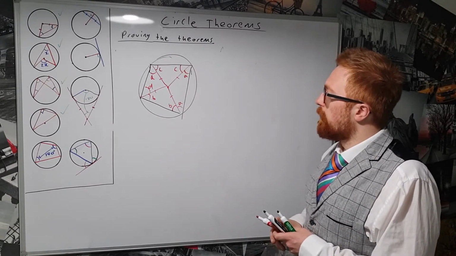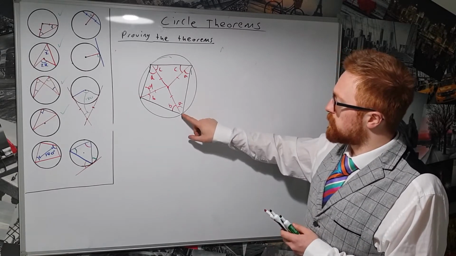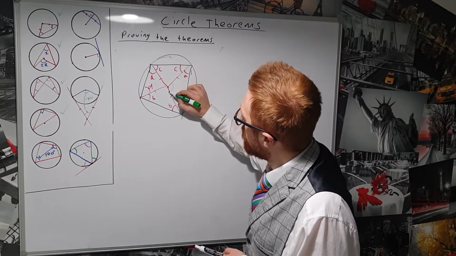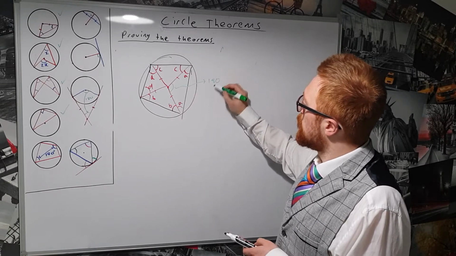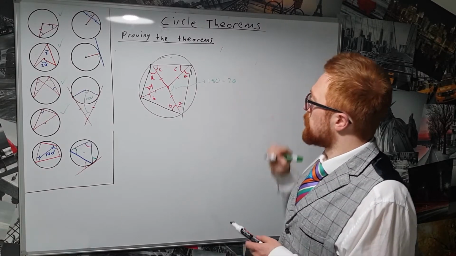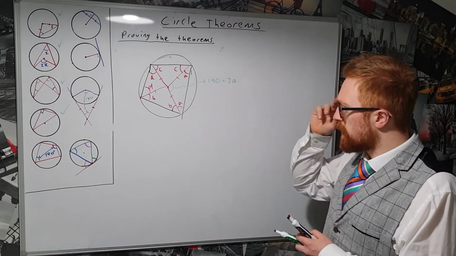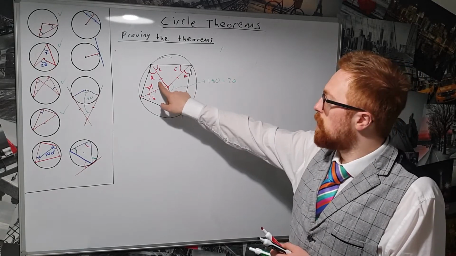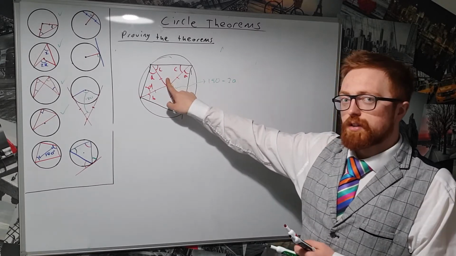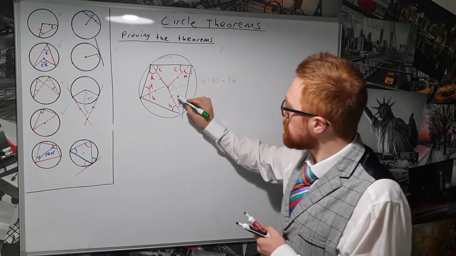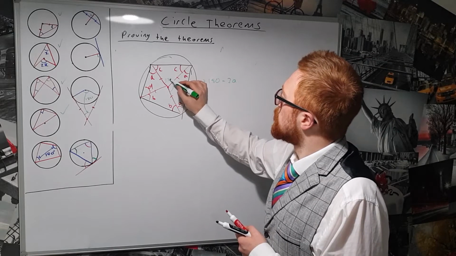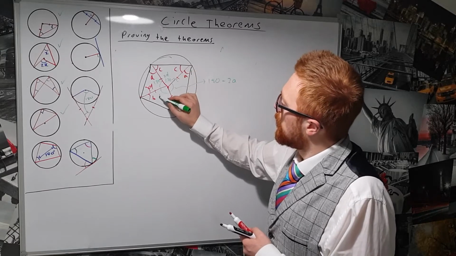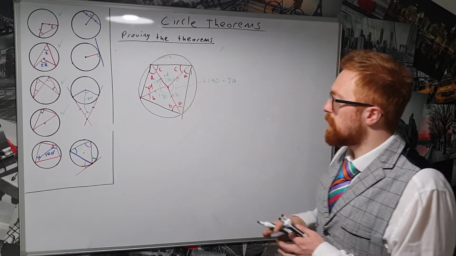Okay. Now, because we have 2 of the angles in a triangle, we can work out the third angle. So this angle here, well, angles in a triangle add up to 180. If we take away the 2 angles, we get 180 minus 2a. Similarly, we can define these other angles as 180 minus 2b, 180 minus 2d, and 180 minus 2c.